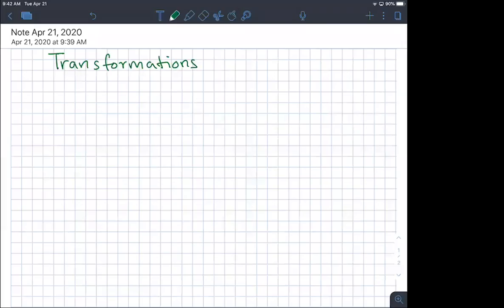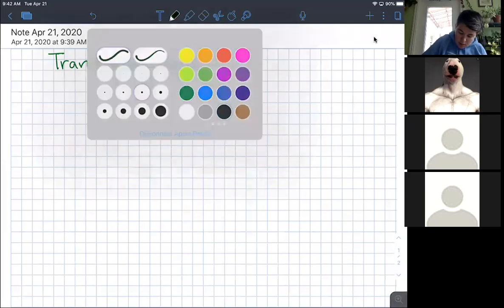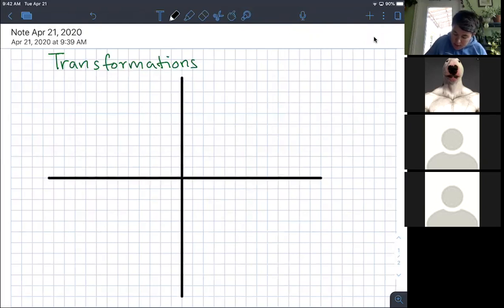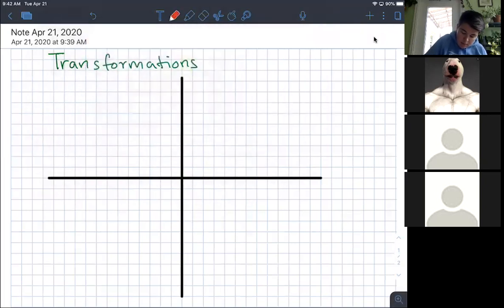Okay, so transformations. Y'all, what I wanted to do real quick is make a coordinate plane and then talk through 3 different types of transformations. And we're going to use a triangle. Let's make it blue. I'm going to use this triangle right here.